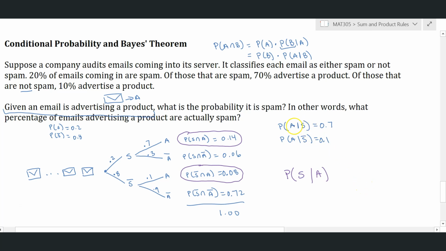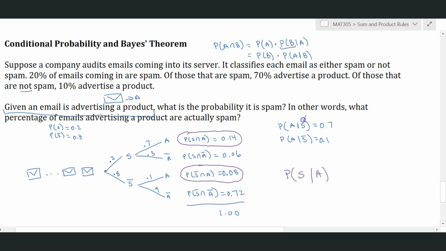Now, when you look at this, you might say, well, wait a minute, don't we already know that? Isn't it 0.7? We've got to be careful about that because this 70% says that if you took all of the spam, put them in a bucket, and drew one out of all the spam emails, there would be a 70% chance that you would draw one of the emails that has an advertisement on it. However, this one's a little bit different. It's saying if you took all of the emails that are advertising something and dropped them in a bucket and drew one out at random, what's the probability that it would be a spam email?